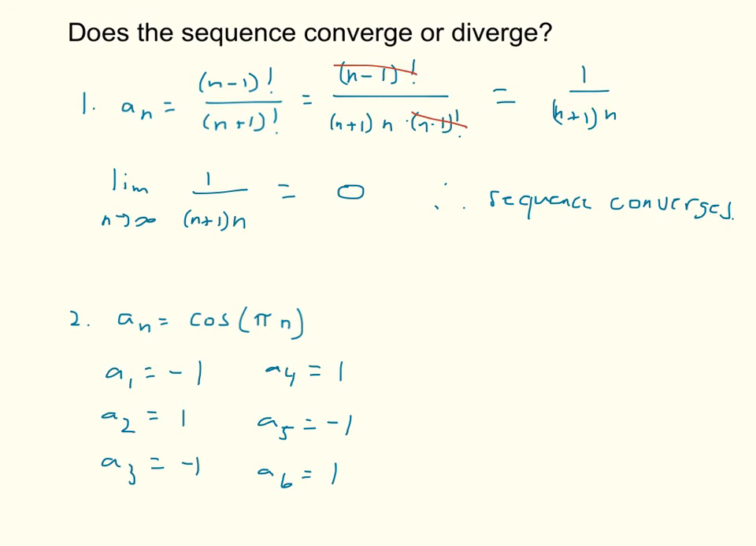Remember, one of the situations where a limit didn't exist is when we were constantly oscillating between two numbers. So in this case, the limit as n approaches infinity of the cosine of pi times n does not exist. And so I would say that this sequence diverges.